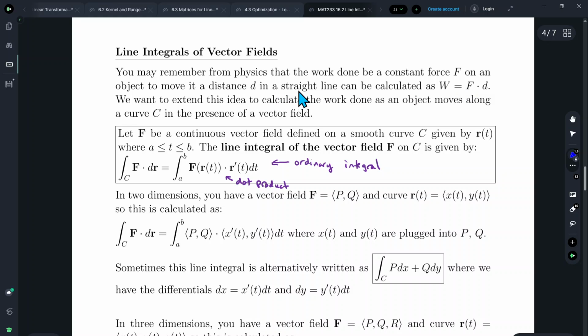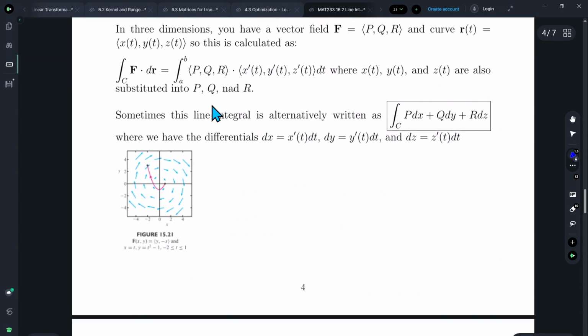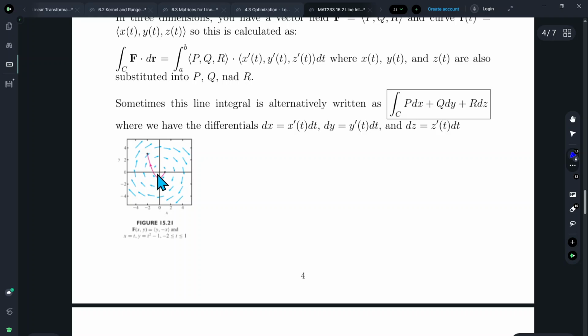However, this motion, again, is just in a straight line. So we want to extend this concept to calculate the work done when an object moves along a curve C in the presence of a vector field. To visualize what we mean, there's a diagram at the bottom of the page. The blue vector lines represent the vector field, and this pink curve is the curve C. Imagine an object that starts at this point and moves along the curve and ends up at this point here.